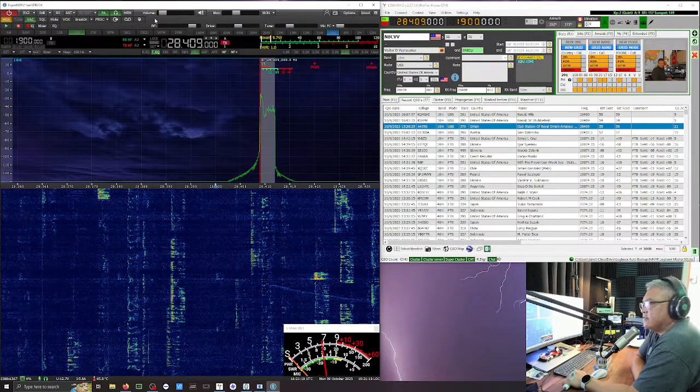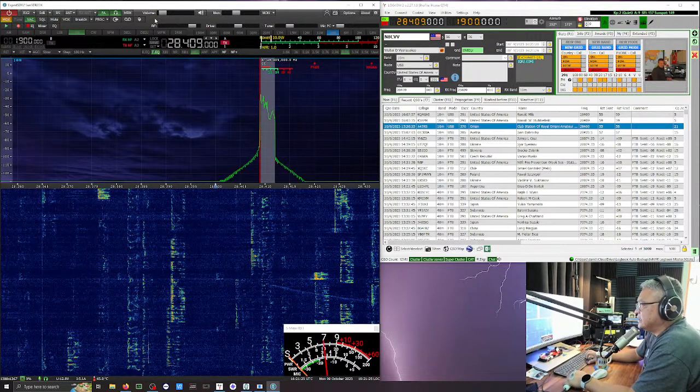Then the update I got in Florida station, I use the ICOM 7610 and also the Anon 7000. That's my two radio stations there. Two radios with one antenna.